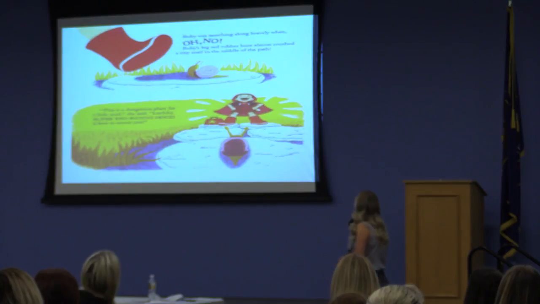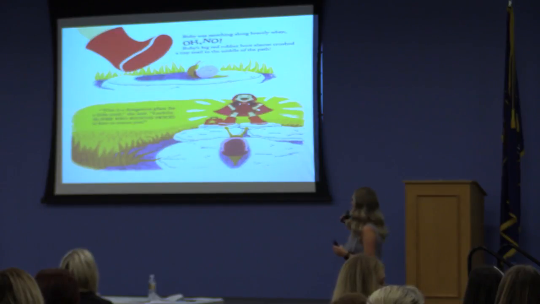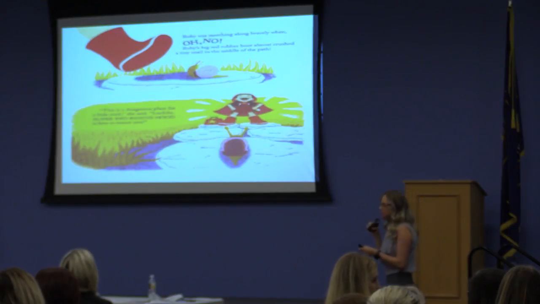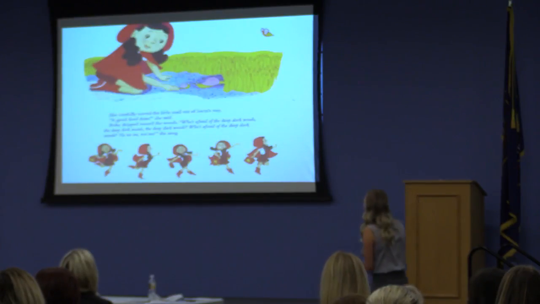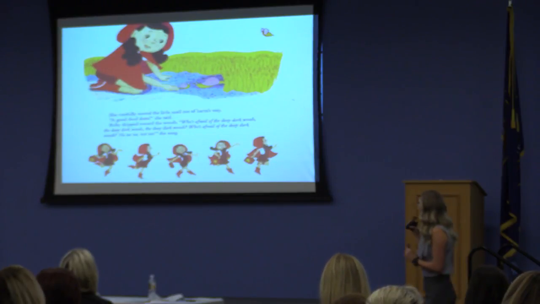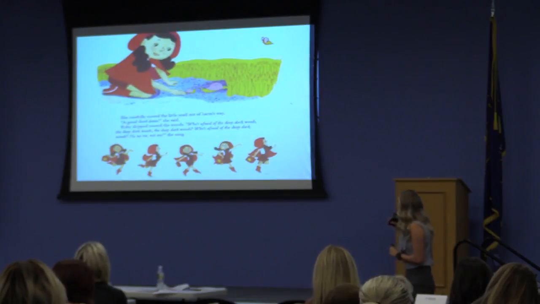Ruby was marching along bravely when, oh no! Ruby's big red rubber boot almost crushed a tiny snail in the middle of the path. This is a dangerous place for a little snail, she said. Luckily, Super Red Riding Hood is here to rescue you. She carefully moved the little snail out of harm's way. Good deed done, she said. Ruby skipped towards the woods.